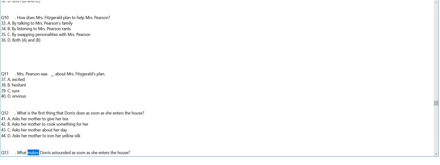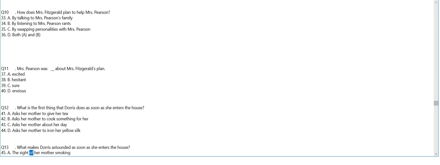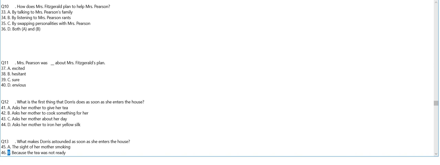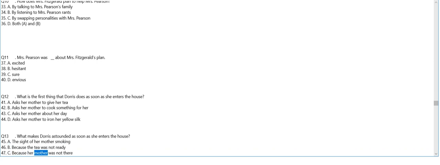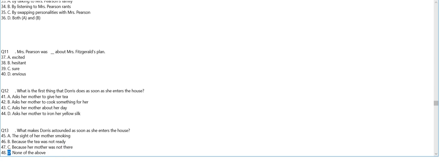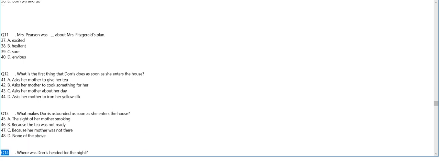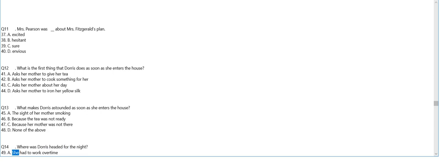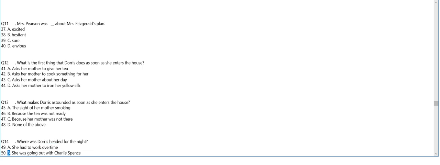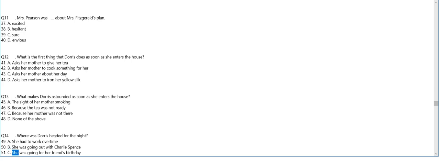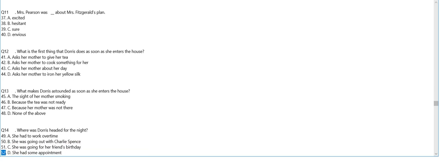Q13. What makes Doris astounded as soon as she enters the house? A. The sight of her mother smoking. B. Because the tea was not ready. C. Because her mother was not there. D. None of the above. Q14. Where was Doris headed for the night? A. She had to work overtime. B. She was going out with Charlie Spence. C. She was going for her friend's birthday. D. She had some appointment.